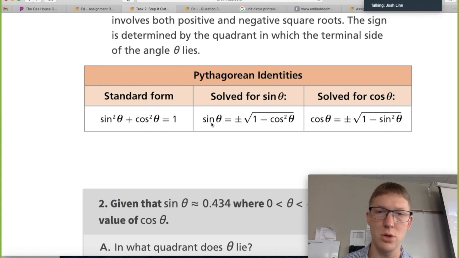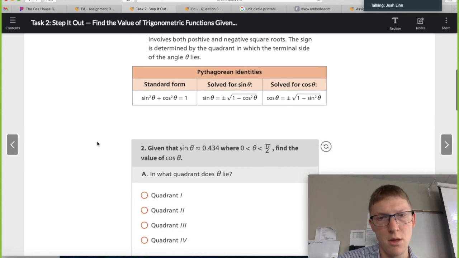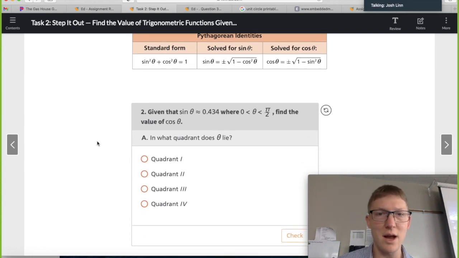From here, you can then solve for any of these two. So I don't feel that this is something that would ever need to be given to you. This part may be sine squared plus cosine squared equals 1, but the rest of that you should be able to figure out. So given that sine theta is equal to this, where 0 is less than theta, which is less than pi over 2, find the value of cosine of theta.